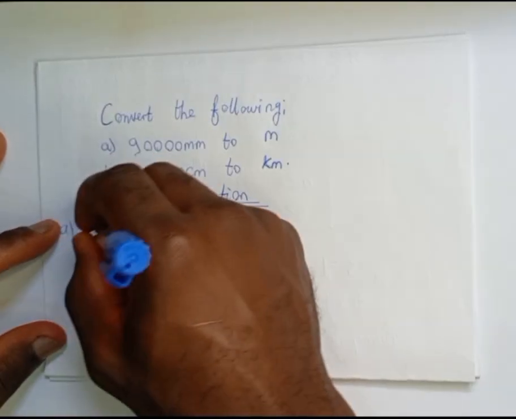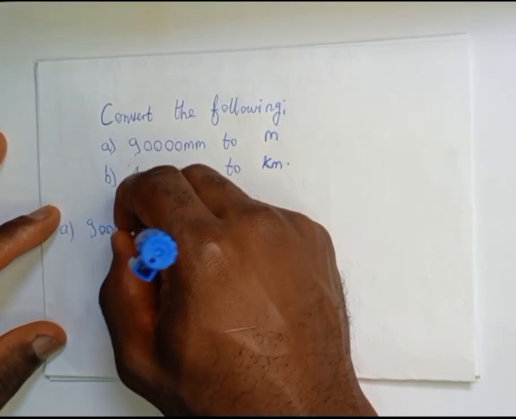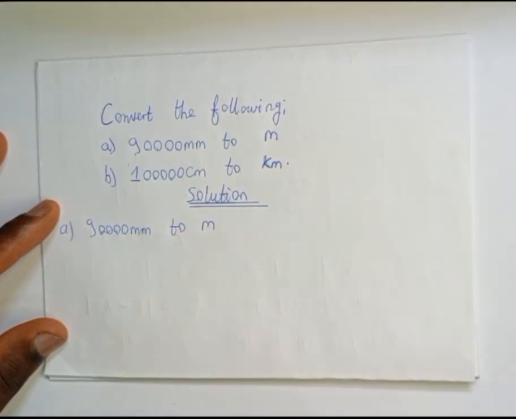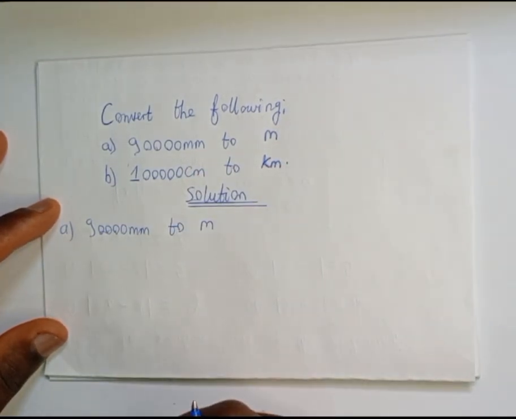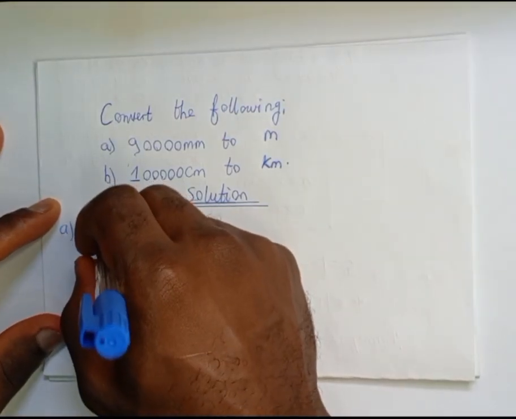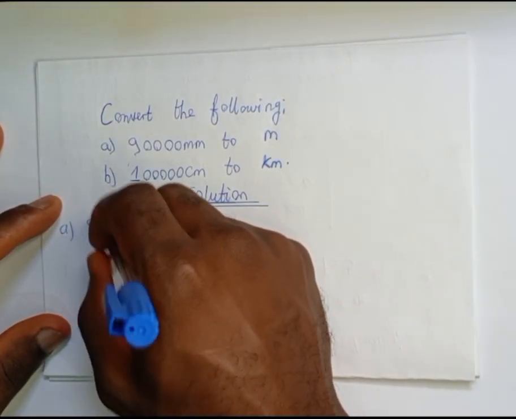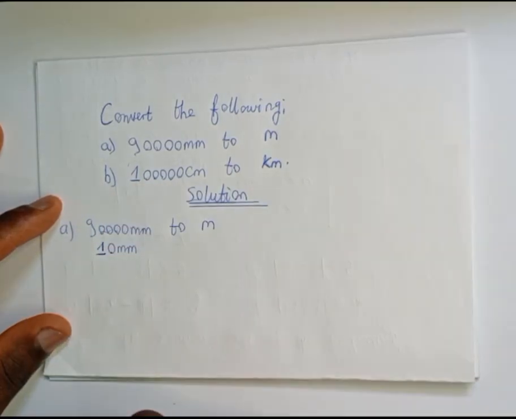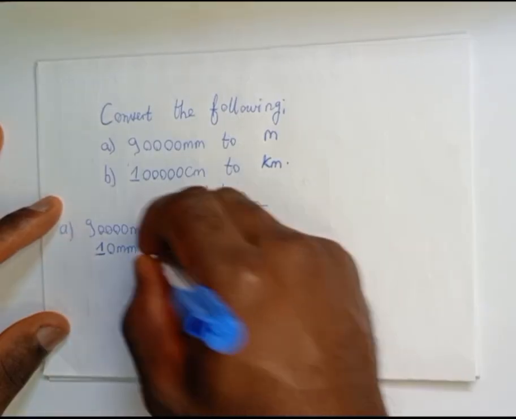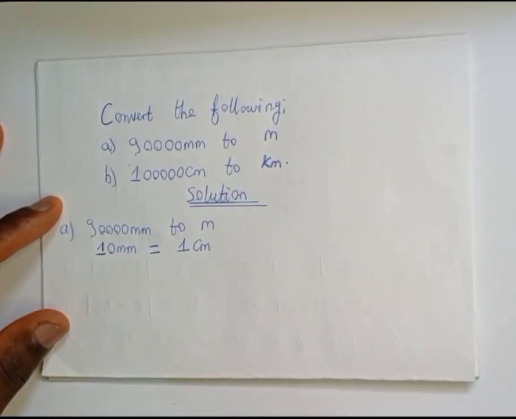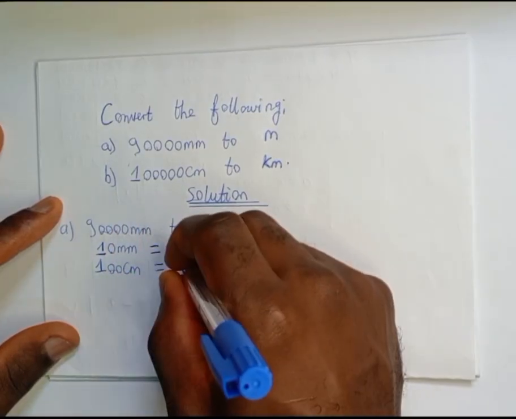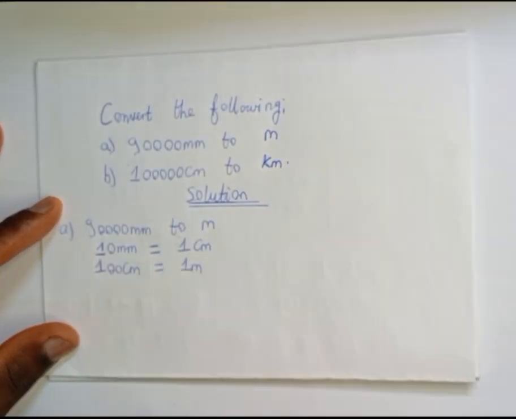Here we are to convert 90,000 millimeters to meters. First, for us to do this conversion, we know that 10 millimeters is equal to 1 centimeter, and 100 centimeters is equal to 1 meter.